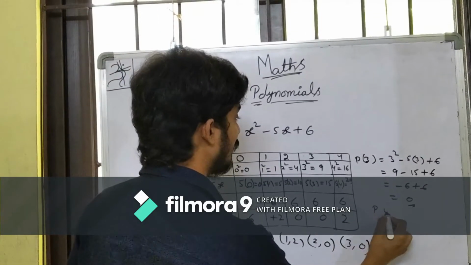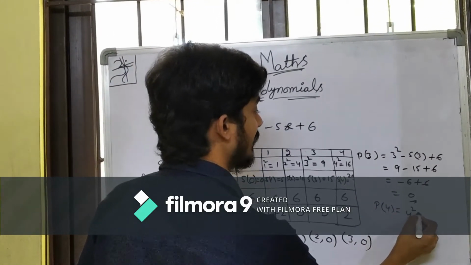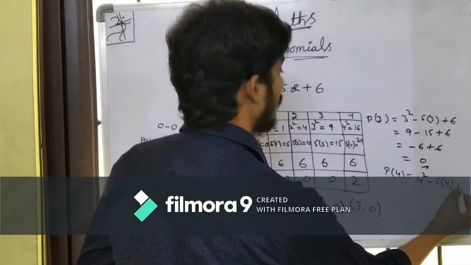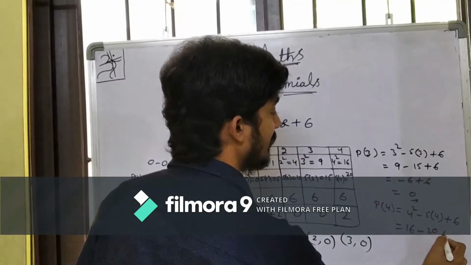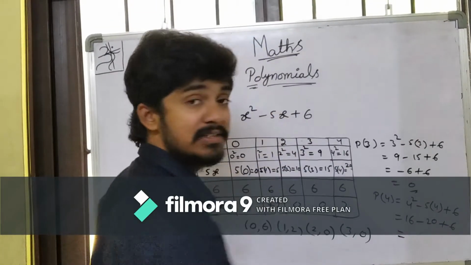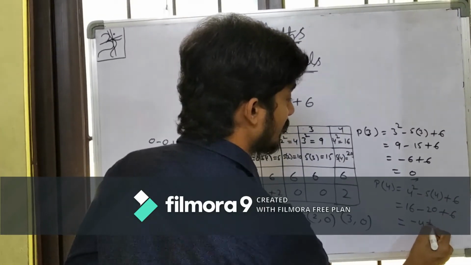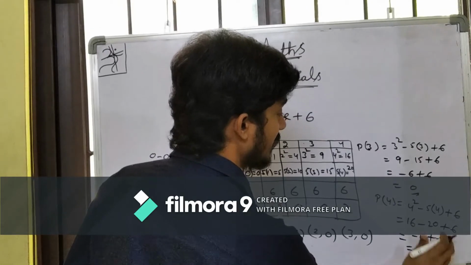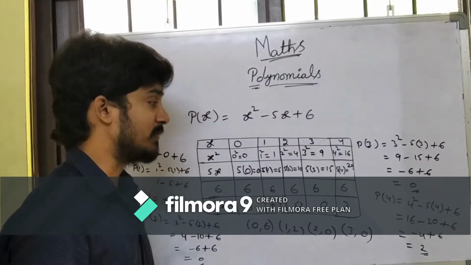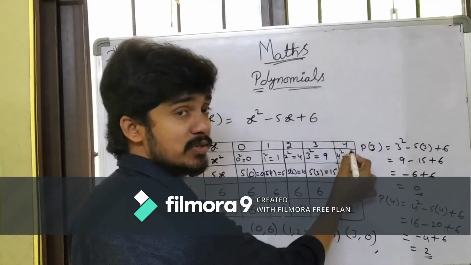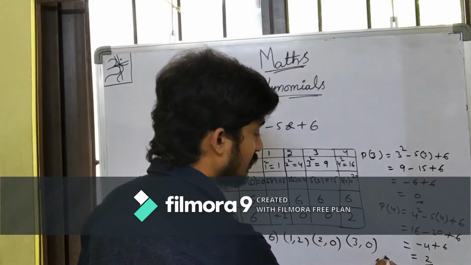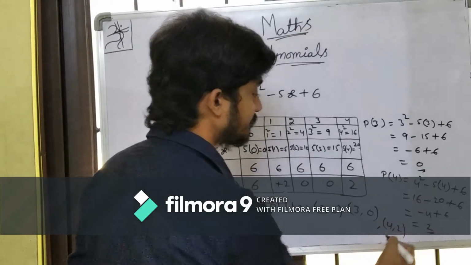Means P of 4 equals 4 square minus 5 into 4 plus 6. 4 square value is 16, minus 5 into 4, 20, plus 6. Means 16 minus 20 is minus 4, minus 4 plus 6 is 2. P of 4 value is 2. So the last point is, if x equals 4, P of x value is 2. Therefore last point is 4 comma 2.